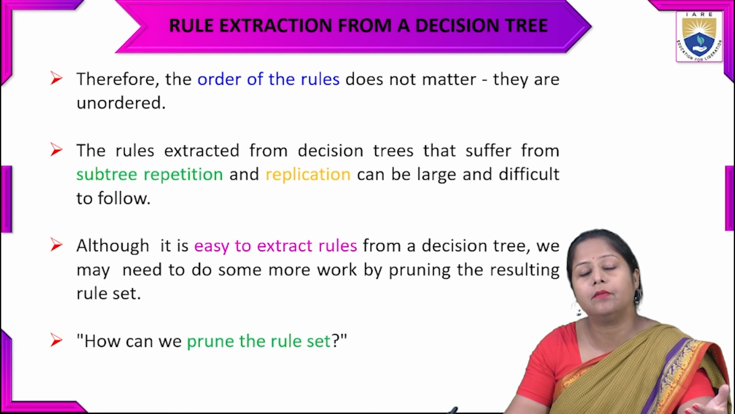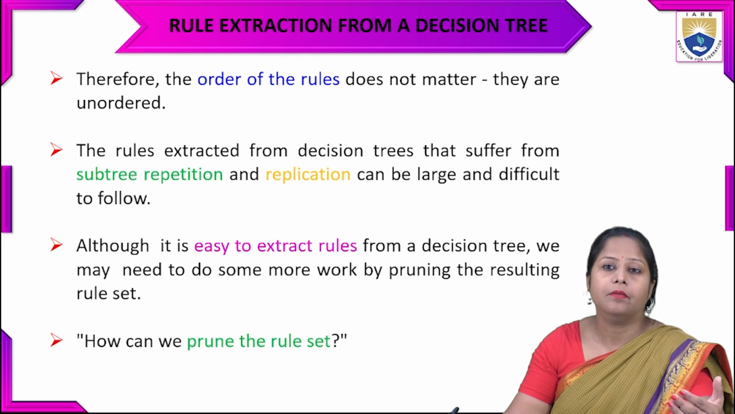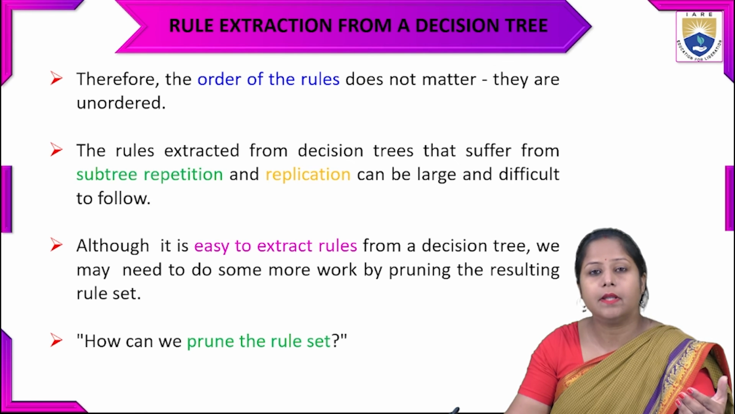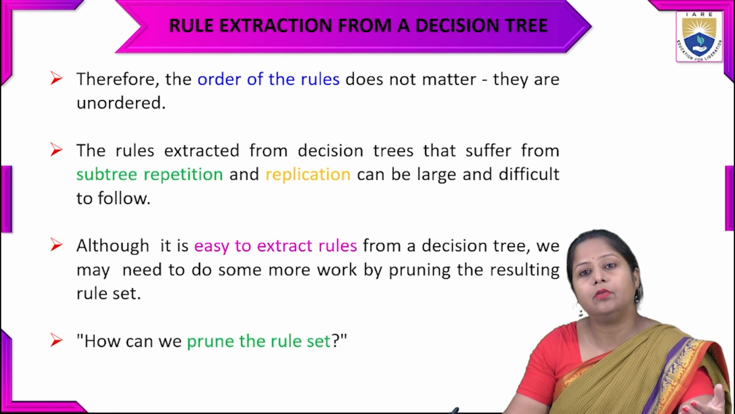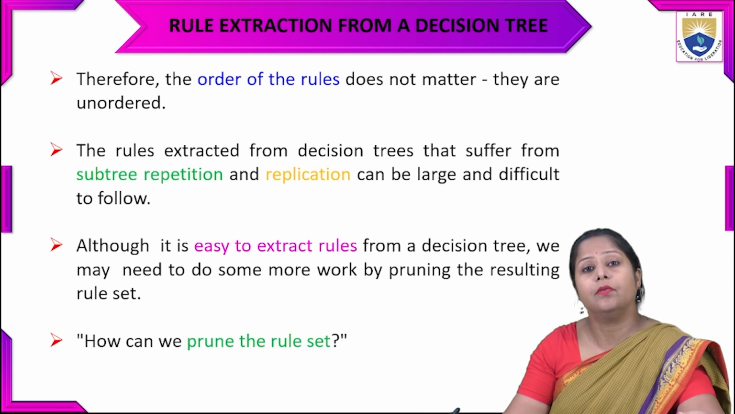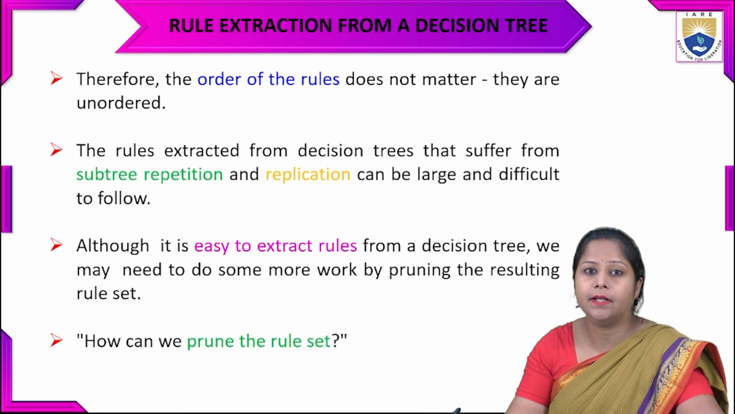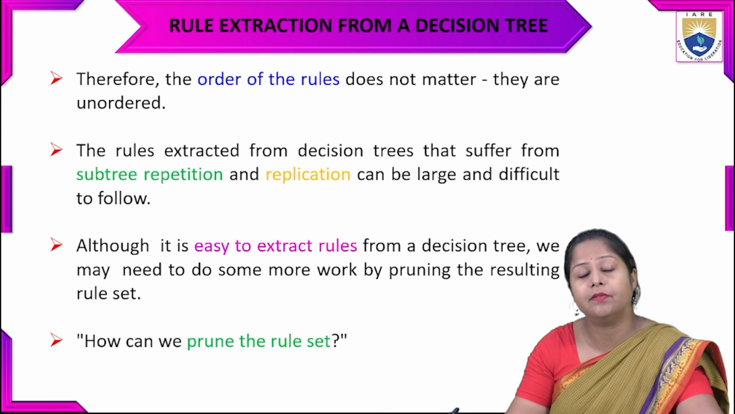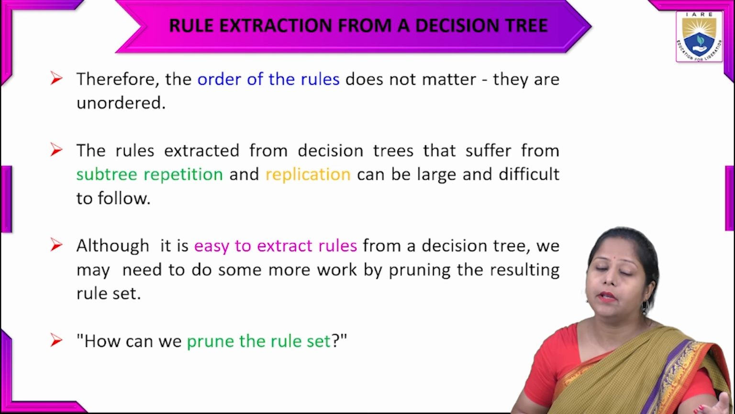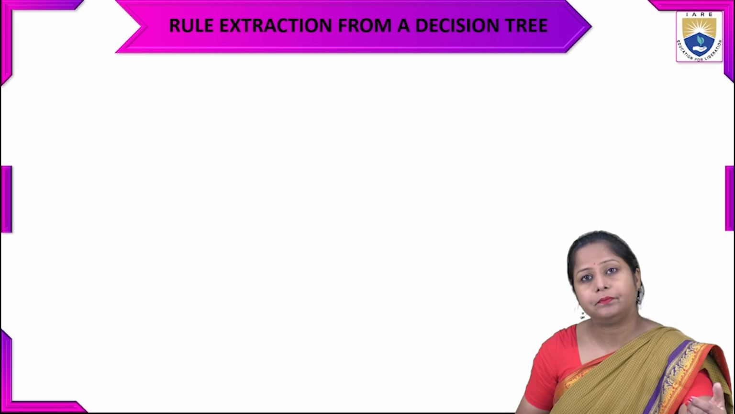We don't have to do the same work again for each particular rule. So what we will do: if there is a repetition and replication of the same tuple, same data set, same class level, we have to prune that data. We have to remove that particular branch from there. We will see how we are going to prune that.